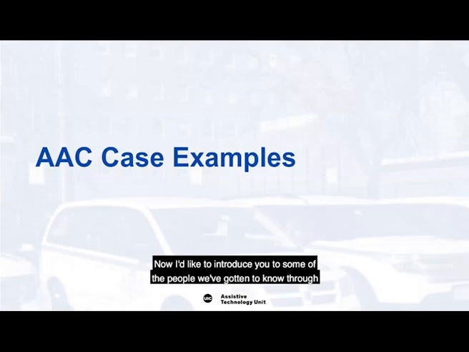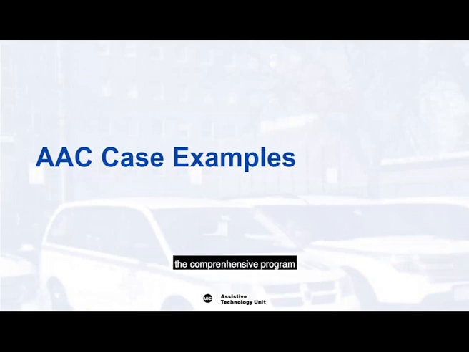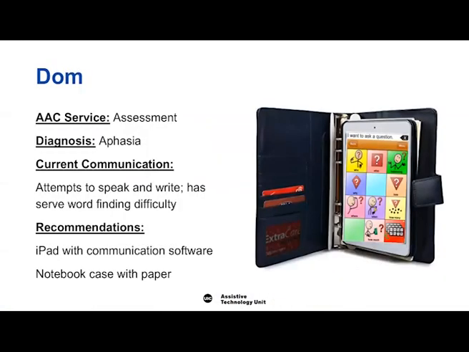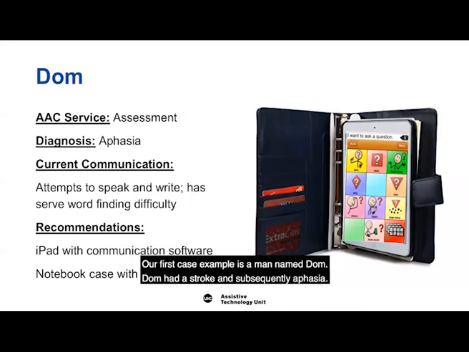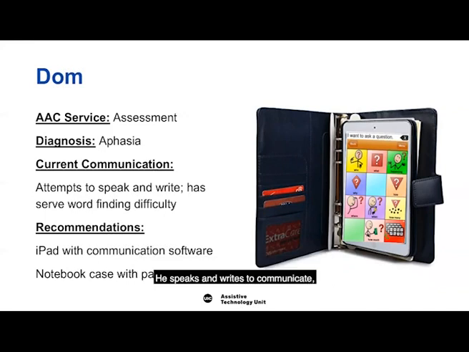Now I'd like to introduce you to some of the people we've gotten to know through the comprehensive program. Our first case example is a man named Dom. Dom had a stroke and subsequently aphasia. He speaks and writes to communicate, but his messages are often not understood because he has significant difficulty coming up with the right words.